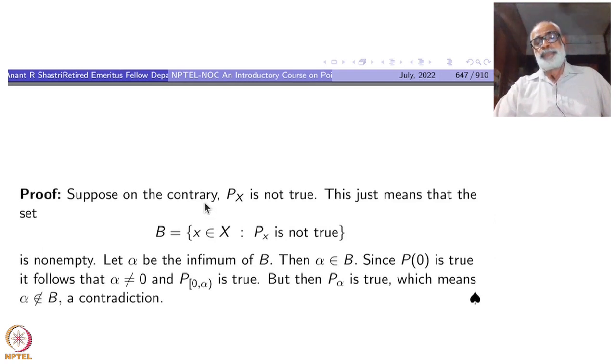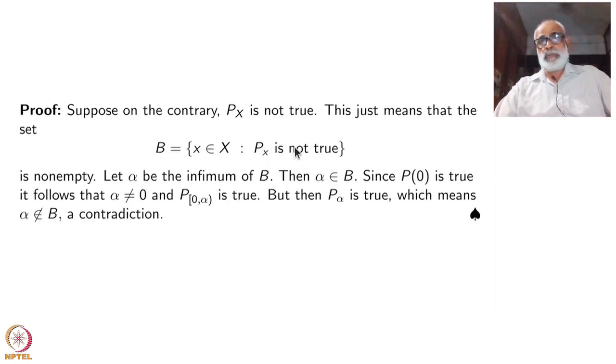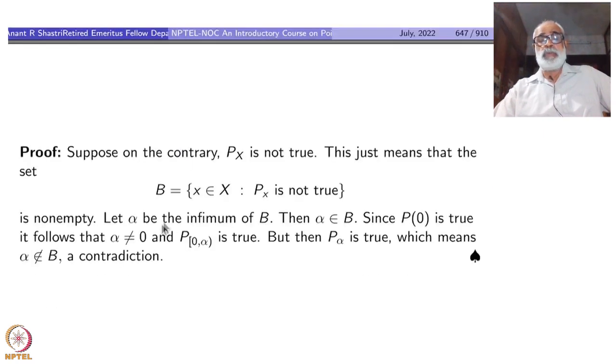Suppose, on the contrary, P_X is not true. What does that mean? This just means that if you take elements inside X for which the statement is not true, that is a non-empty subset. This B is a non-empty subset. A non-empty subset in a well-ordered set has a minimum, an infimum alpha, and alpha is inside this one. That is why we can call it a minimum. Since P_0 is true, in the beginning I assumed P_0 is true, so P_0 is always true. That means this alpha, which is the minimum, is not equal to 0.